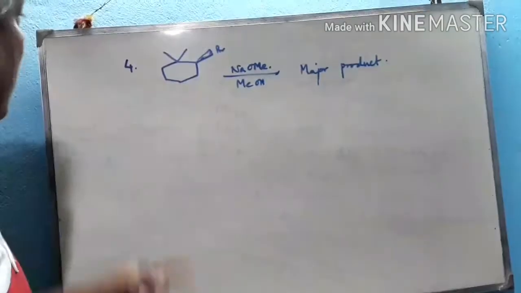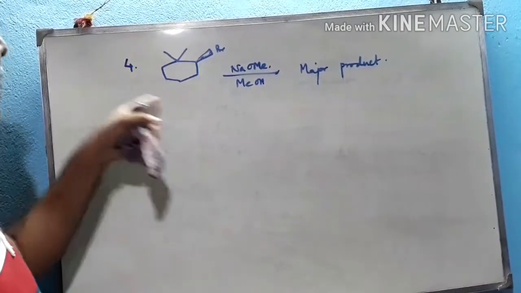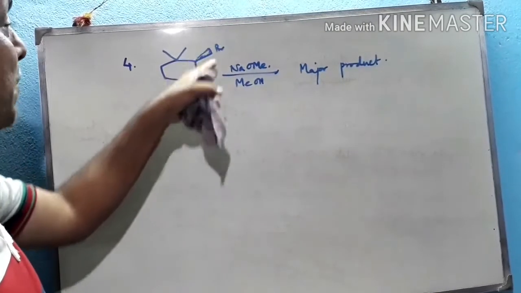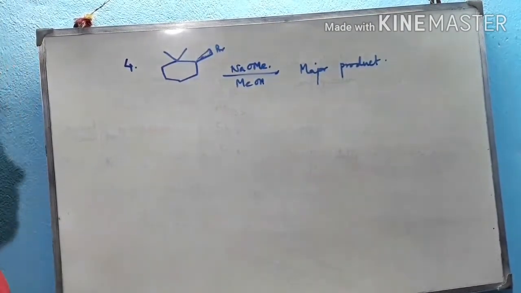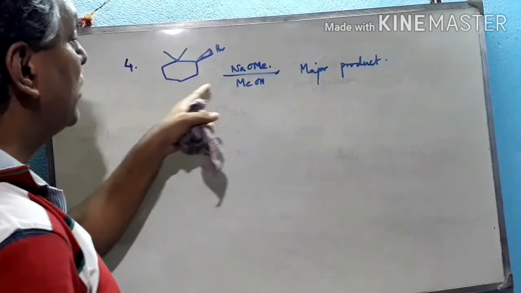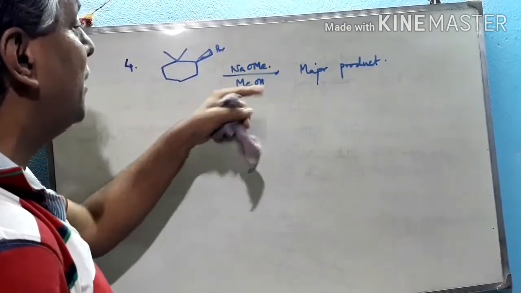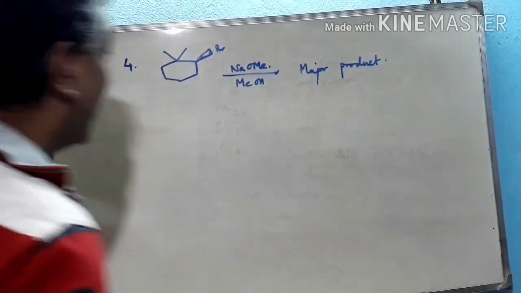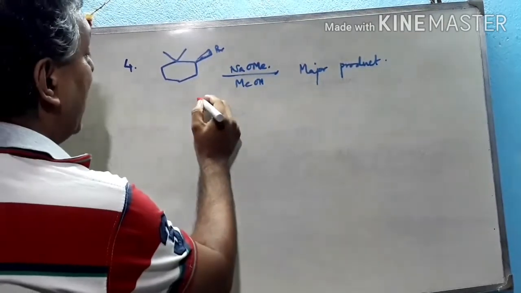Final complete. Question number 4. This is the compound. Here bromine is above the plane with respect to this cyclohexane system, and this compound is treated with sodium methoxide in presence of methanol. What will be the major product? So two types of products are obtained here.